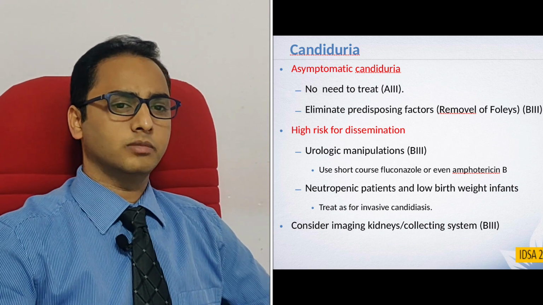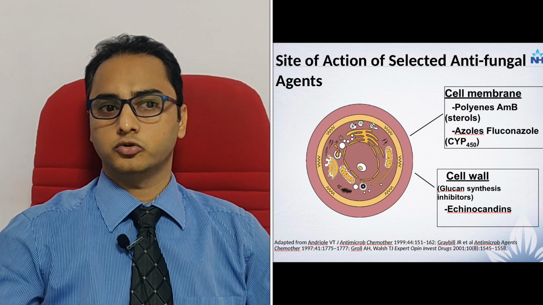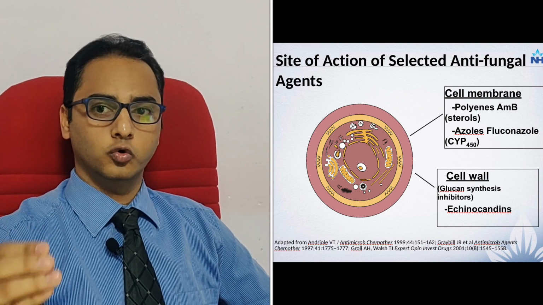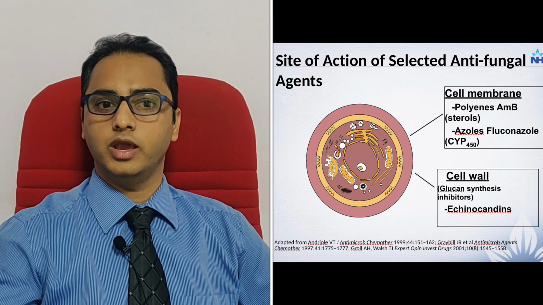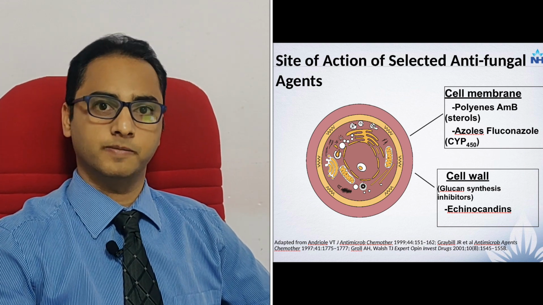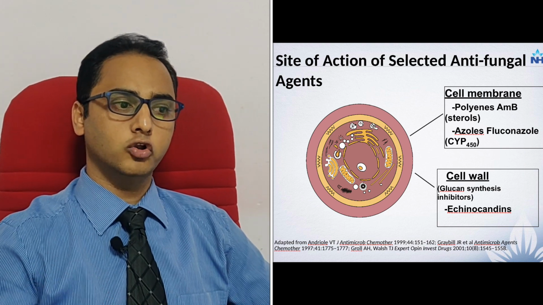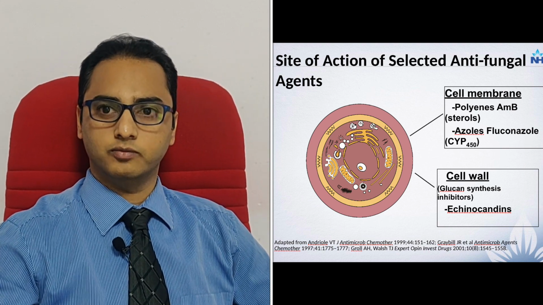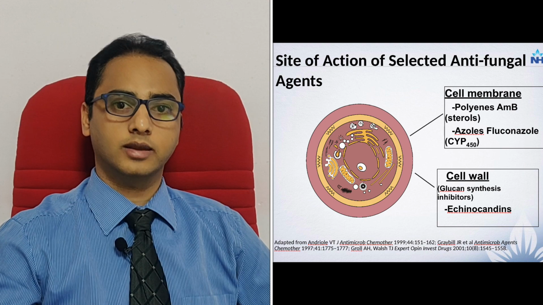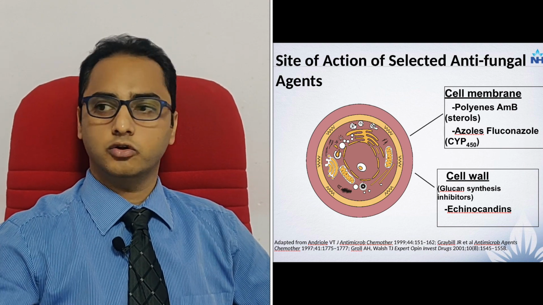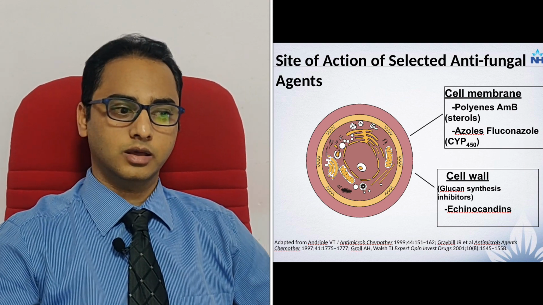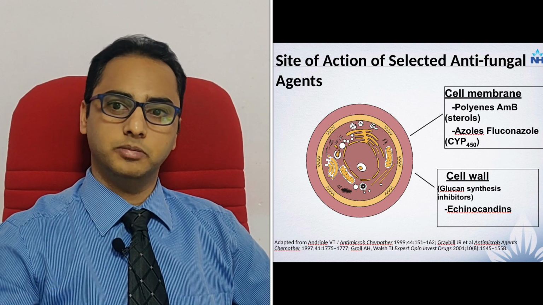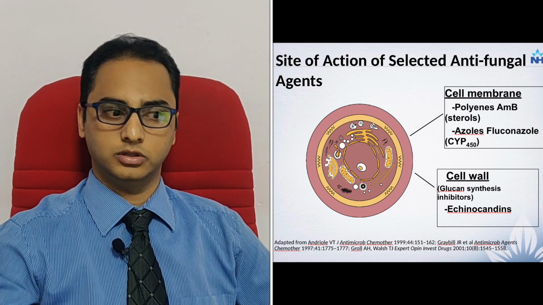Again, last part, when it comes to antifungals, you have to have some idea about where your antifungals are going to act. Polyenes, that is amphotericin B, and azoles like fluconazole and voriconazole act on the cell membrane. Your echinocandins act on your cell wall by inhibiting 1,3 beta-D-glucan synthesis.